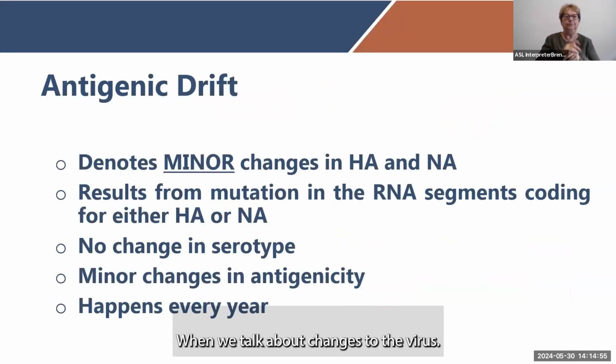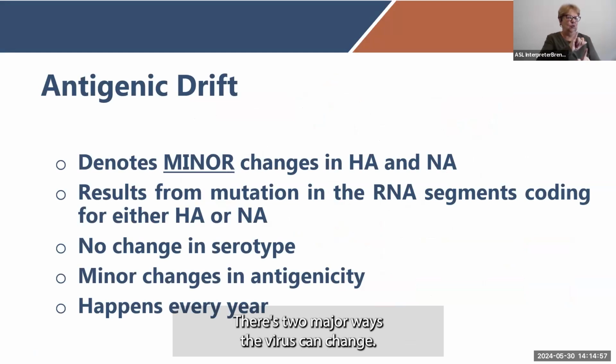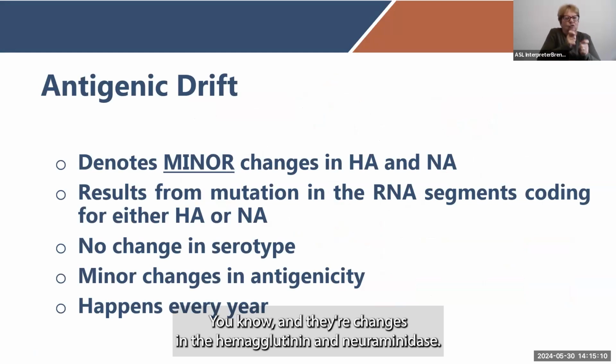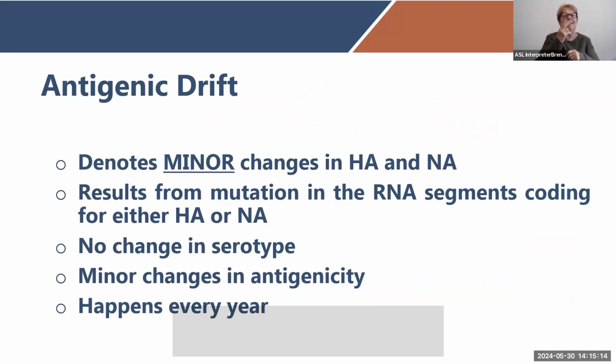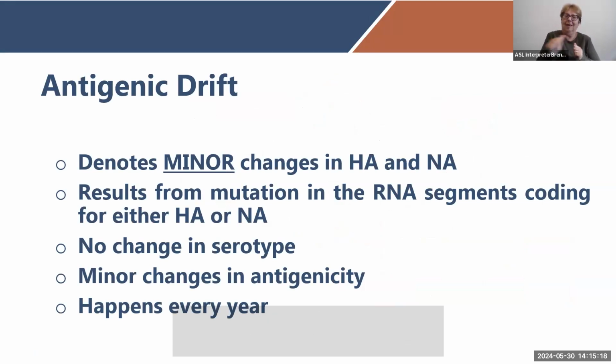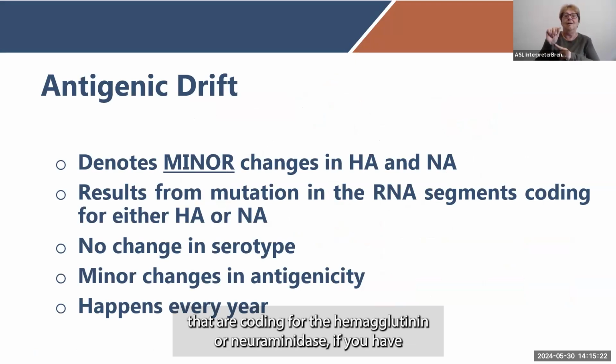When we talk about changes to the virus, there's 2 major ways the virus can change. One is called antigenic drift, and an antigen is just the part of the virus that you make antibodies to. These are minor changes, think drift, and they're changes in the hemagglutinin and neuraminidase. So you can get a mutation like with any virus, as we saw with COVID, in those RNA segments that are coding for the hemagglutinin or neuraminidase.